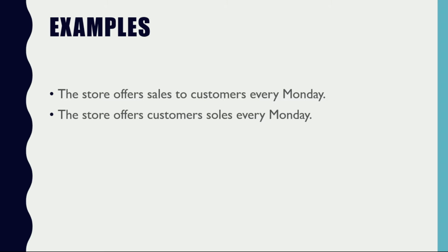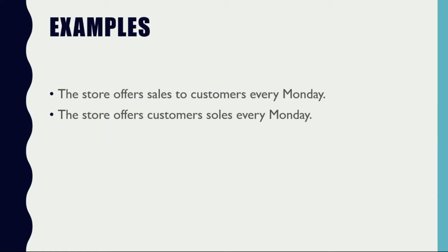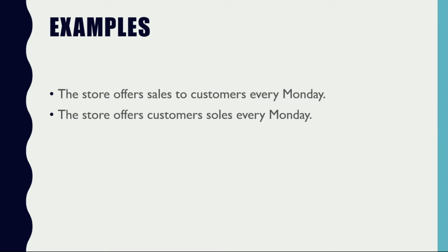Ready? Okay. Do you think the two sentences have the same meaning? Well, basically, yes, they have the same meaning. In number one, the direct object is sales and the indirect object is customers. What is the difference between the two sentences? Well, the preposition to and the order of the objects. That's the difference. The store offers sales to customers, and the second one says the store offers customers sales.